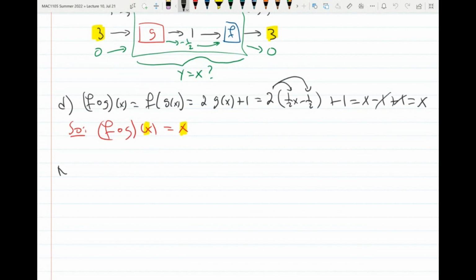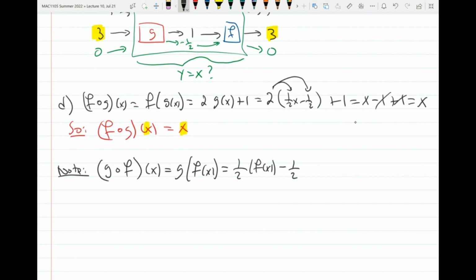So note, the question is, if we flip them, is the same thing going to happen? Let's see. If I compute the other way around, we get g of f of x. This time we get 1/2 f minus 1/2. So that's 1/2 times 2x plus 1, minus 1/2.